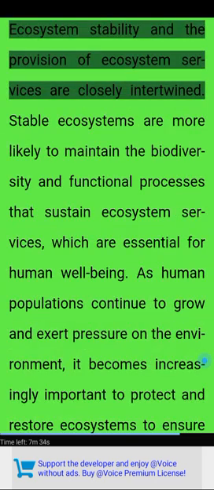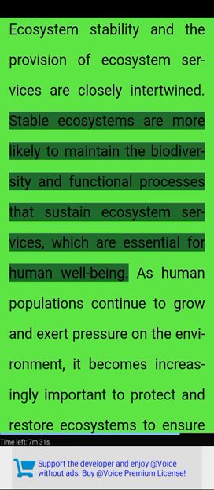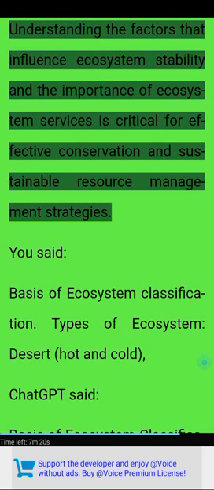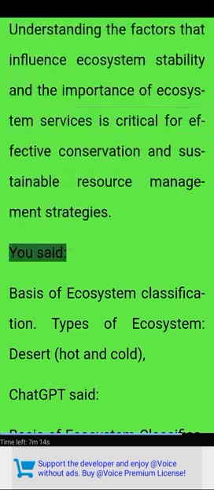Conclusion. Ecosystem stability and the provision of ecosystem services are closely intertwined. Stable ecosystems are more likely to maintain the biodiversity and functional processes that sustain ecosystem services, which are essential for human well-being. As human populations continue to grow and exert pressure on the environment, it becomes increasingly important to protect and restore ecosystems to ensure that these vital services continue to support life on Earth. Understanding the factors that influence ecosystem stability and the importance of ecosystem services is critical for effective conservation and sustainable resource management strategies.